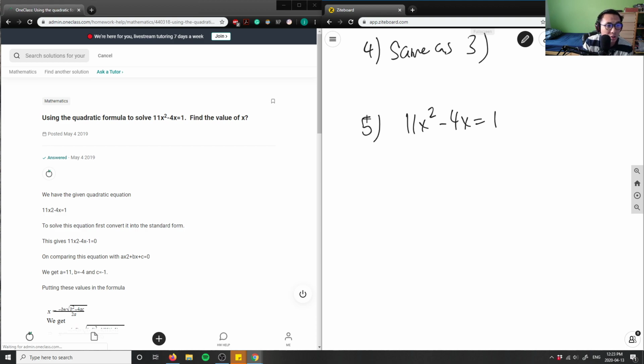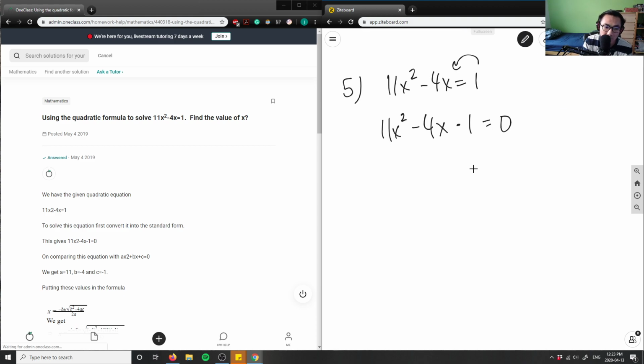Okay, so we want to solve for this using the quadratic formula. In order for us to do that, I need to make one side 0, right? So I'm going to bring this 1 to the other side. So 11x squared minus 4x, and this would now be negative 1 equals 0, right? I'm subtracting 1 from both sides. Now we have to do our quadratic formula.